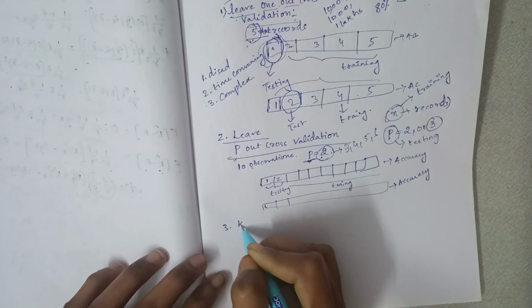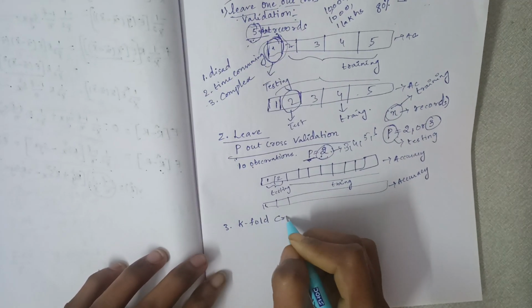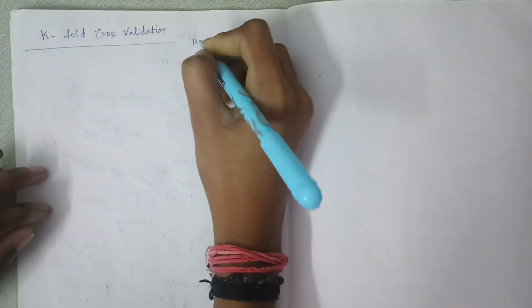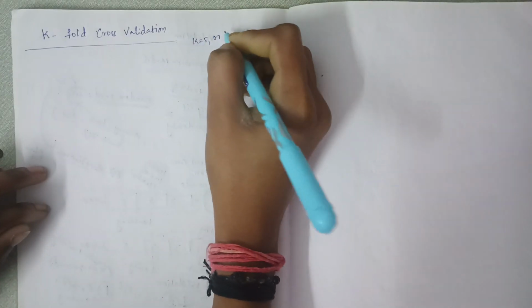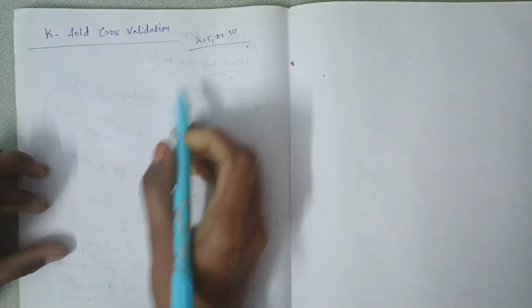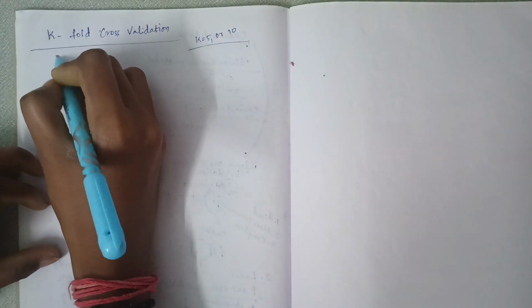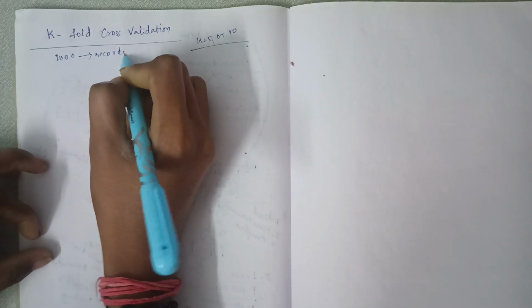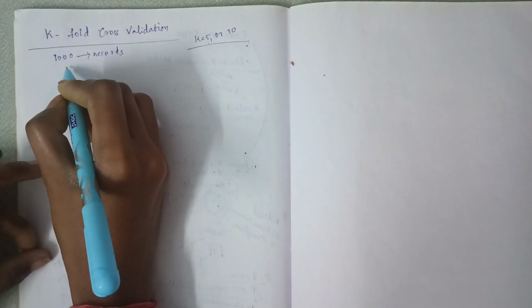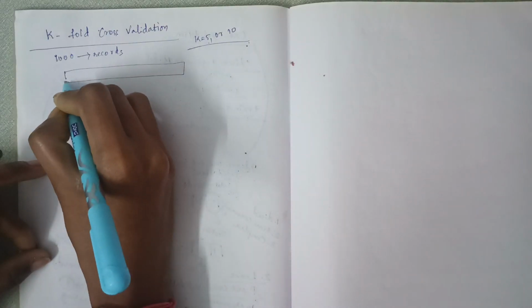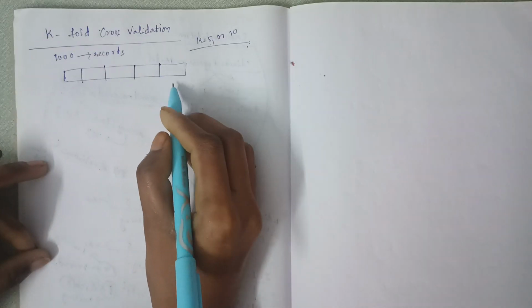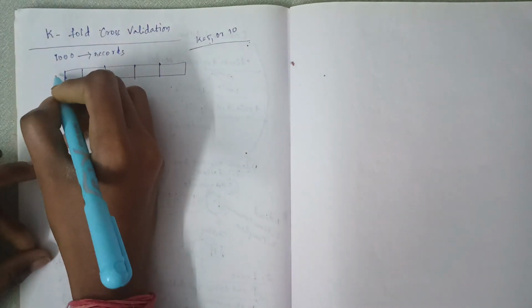Third one is K-fold cross validation. Let us consider the K value as 5, or 4, 5 or 10. Then you have total records of 1000, let us consider. These are the total records, and you need to make the 5 folds. 1 fold, 2 fold, 3 fold, 4 fold and 5 folds. Okay, this is the fold 1.